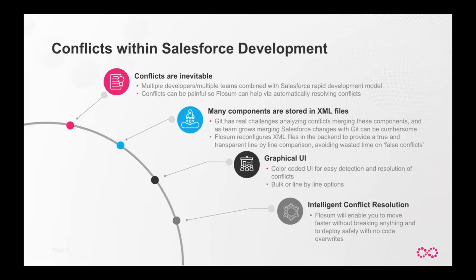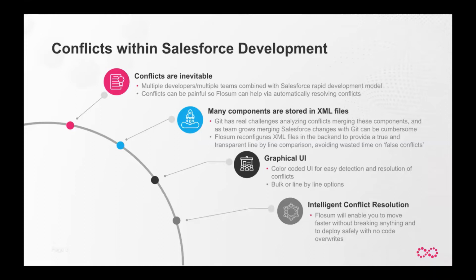You don't want to overwrite one another's code. So how do we best manage those changes so that neither of your developers' code is getting overwritten, neither of your team's code is getting overwritten? There are some challenges with conflicts within the Salesforce environment that are a little different than some of the more programmatic languages we've seen in previous software development. Salesforce has a rapid development, rapid deployment model, so we have to be able to accommodate for that.